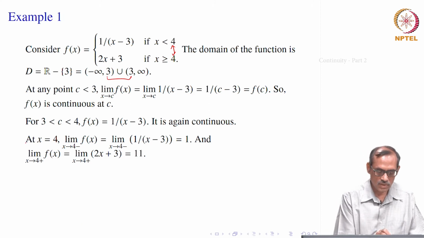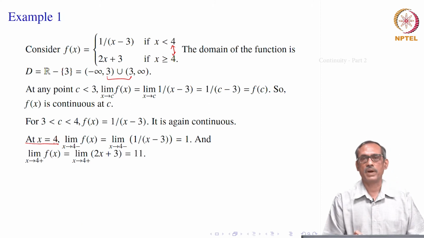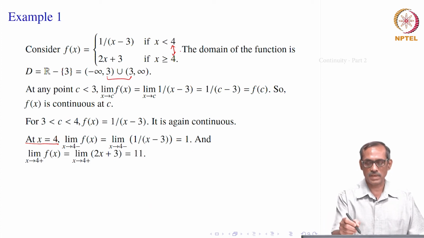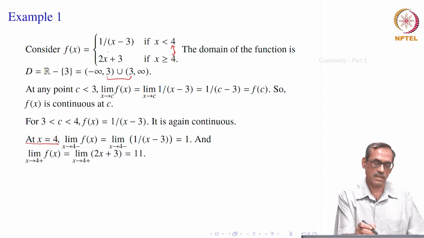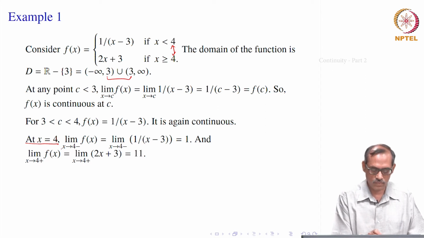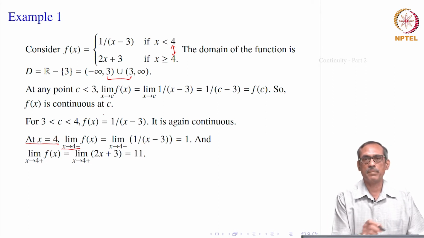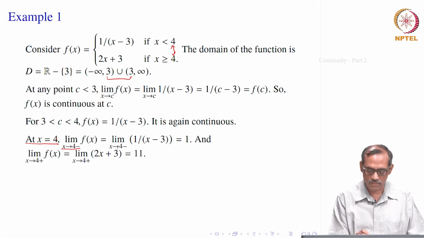So, suppose we take x equal to 4. At this point, we cannot go to the limit directly, because on the left it is defined one way, on the right it is defined the other way. So, let us take the left definition, that is the left side limit we are interested in, x goes to 4 minus. So, the limit of f of x as x goes to 4 minus will be the limit as x goes to 4 minus of 1 divided by x minus 3. So, again from the limit computation as we did earlier, this x will be replaced by 4 from the algebra of limits, that should give 1 divided by 4 minus 3, which is 1. So, that is 1.